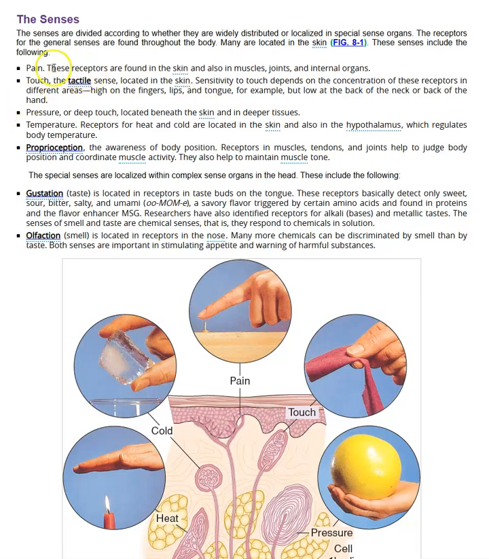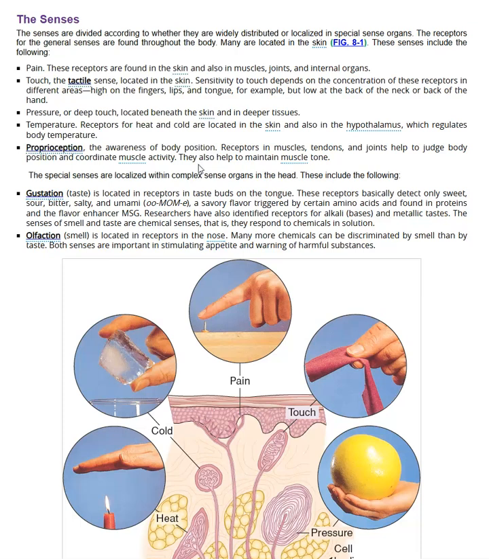This one talks about pain receptors, which are found in the skin. You also have pain receptors in joints, bones, and internal organs. Tactile is the sense of touch. Pressure, or deep touch, is located beneath the skin in the deeper tissues. Proprioception is awareness of body position, with receptors in muscles, tendons, bones, and joints, to help judge the body's position and coordinate muscle activity.